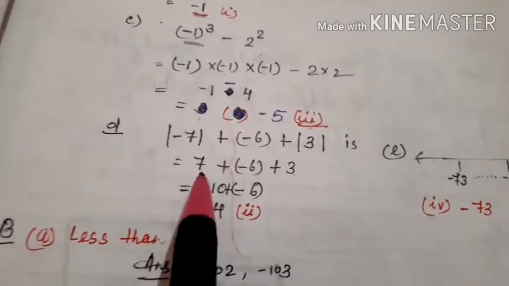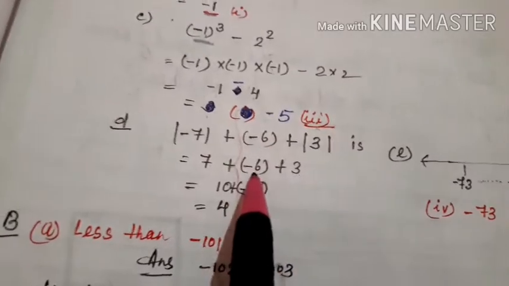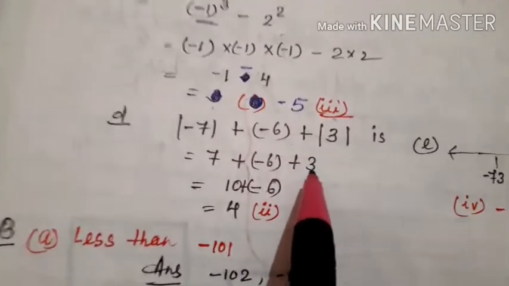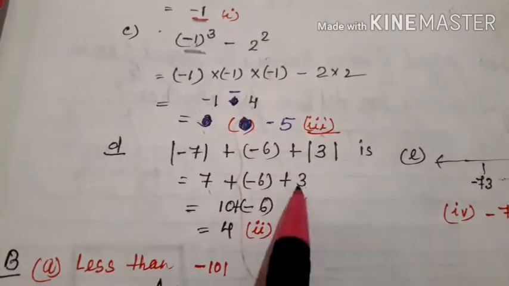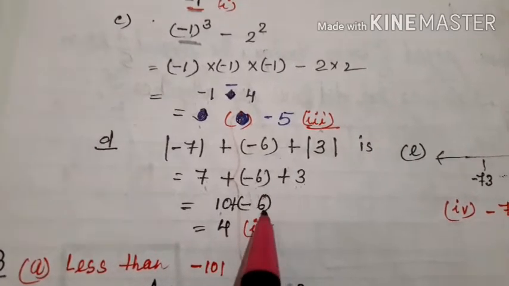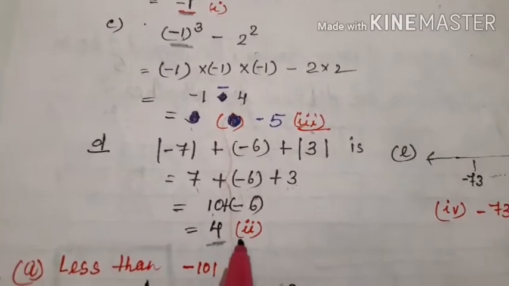Absolute value of minus 7 is equal to 7, plus minus 6, plus absolute value of 3 is equal to 3. Then 7 plus 3 is equal to 10, minus 6, which is equal to 4. That is the answer.